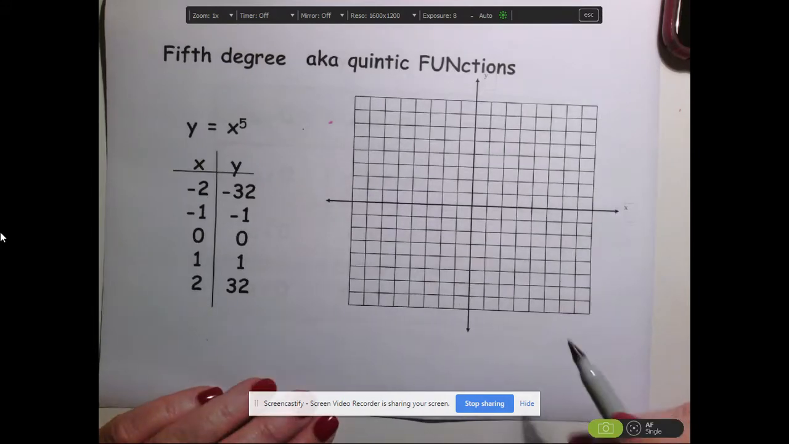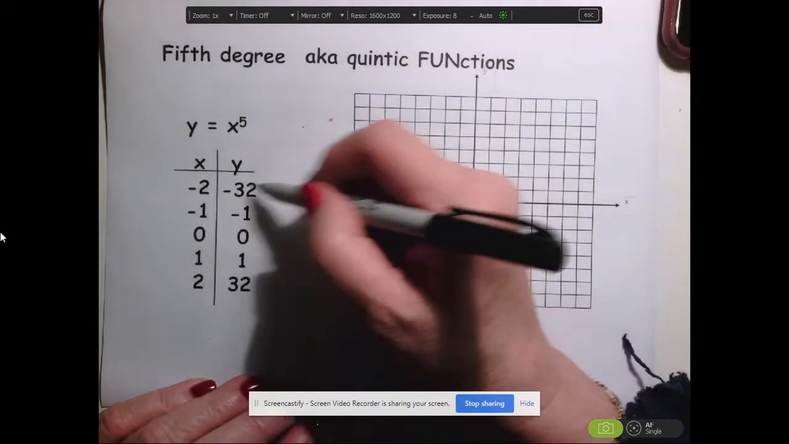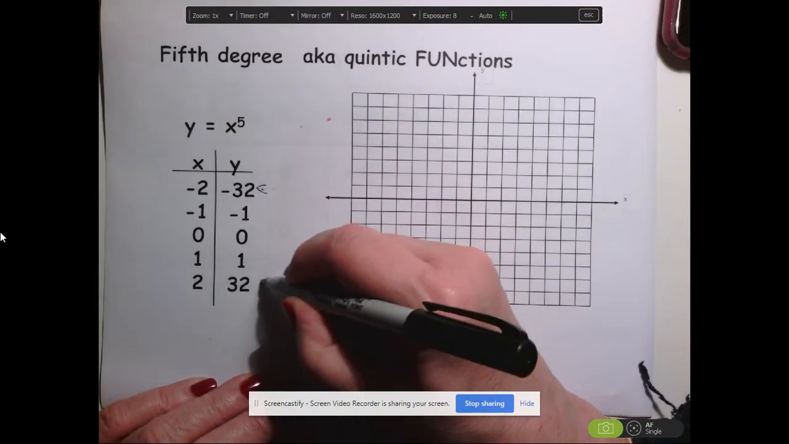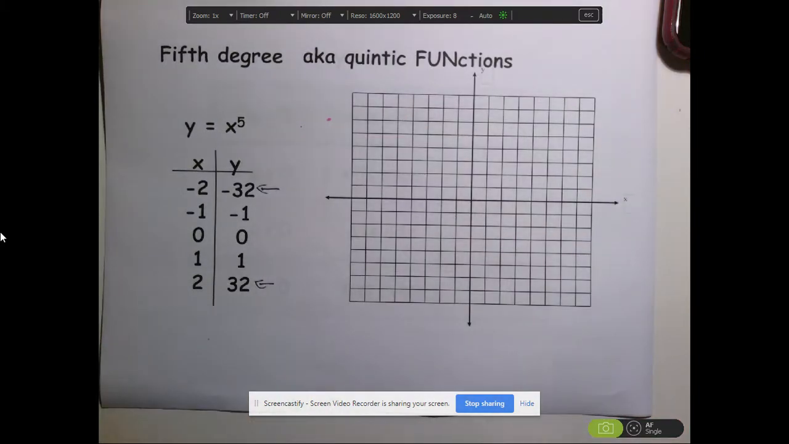A fifth degree function is really going to be exactly like your third degree function, except once again, it's going to be difficult to graph those numbers by hand because they're going to get really big and be off your graph. So again, graphing by hand, a fifth degree function is going to look very similar to a third degree when you're just graphing on a small graph like this.